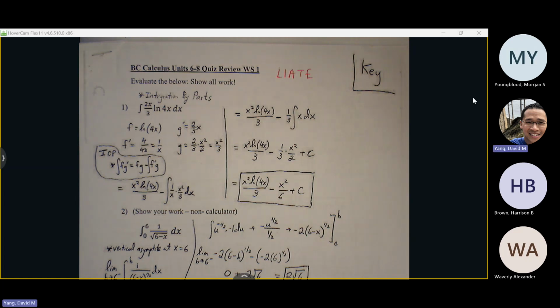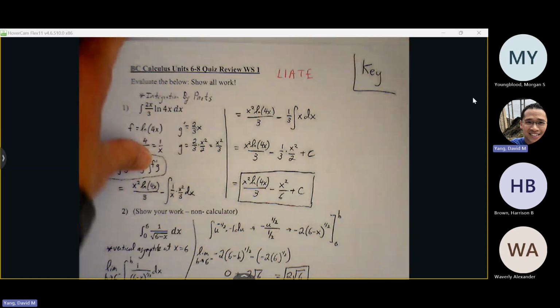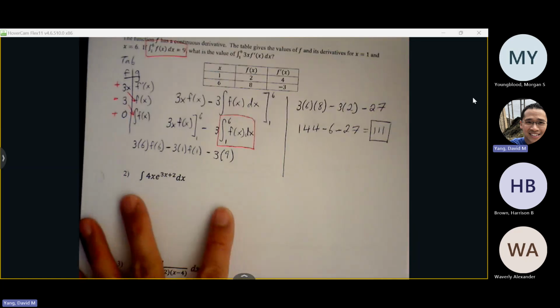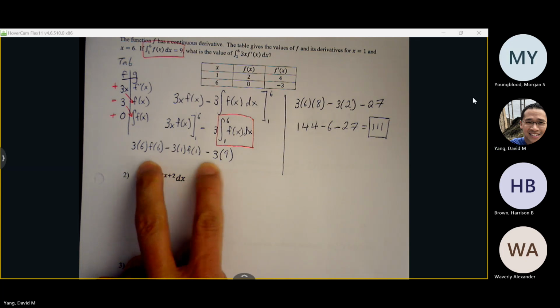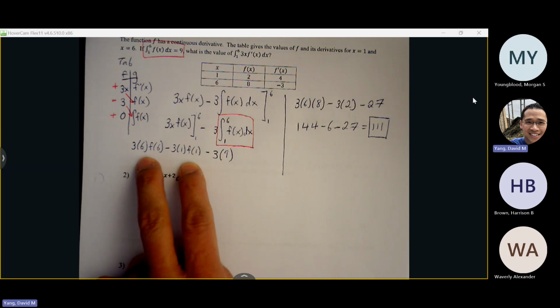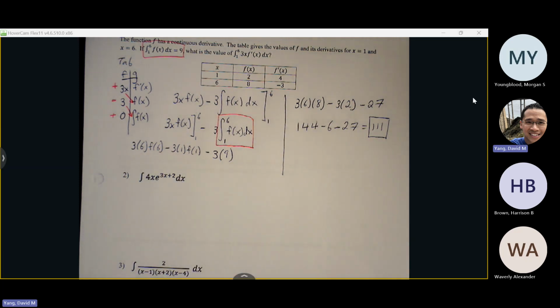So for the last problem, how come you chose to plug in 6 for one of the x's and 1 for the other x? At that bottom equation there? Oh, this one here? Yeah. Okay. So once we're here, we know we have to plug in the 6 and the 1. I'm just breaking this up into two separate regions. I'm doing the 3x f of x from 1 to 6, and I'm also doing the integral here from 1 to 6.